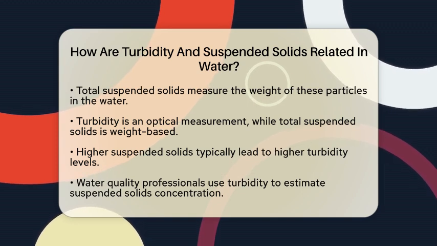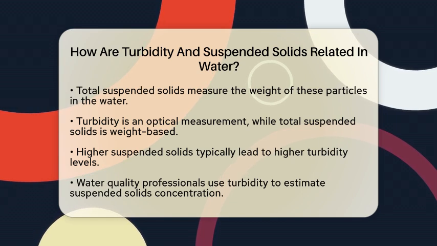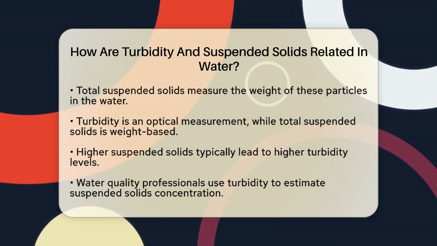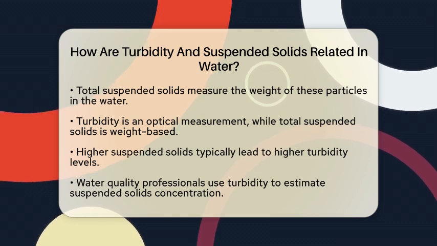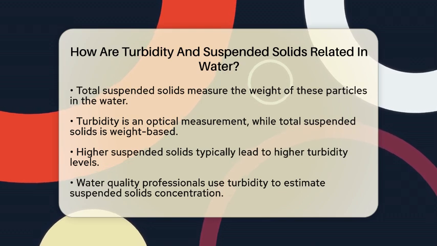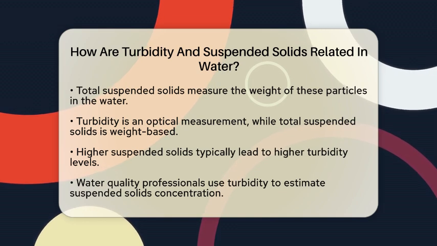Generally, higher levels of suspended solids lead to higher turbidity. This means that if you measure turbidity and find it is high, you can reasonably assume that there are also high levels of suspended solids present. Water quality professionals often use this relationship to estimate the concentration of suspended solids based on turbidity readings.